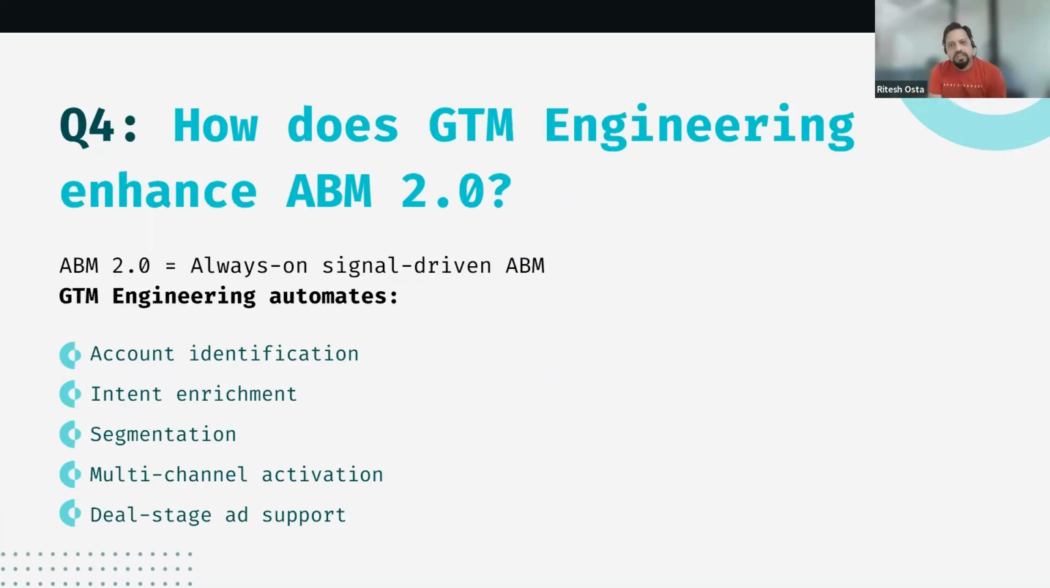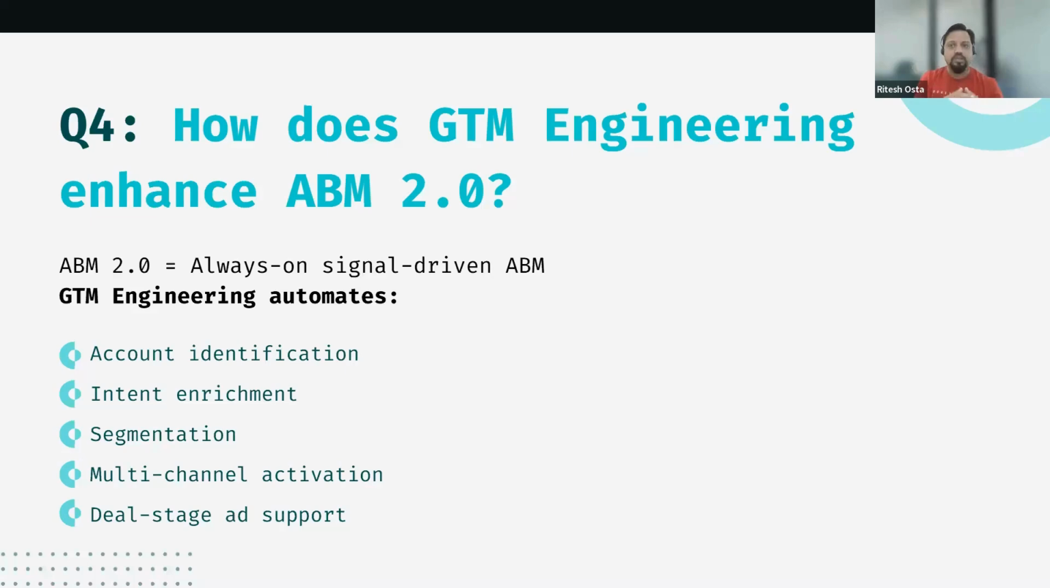So how does GTM engineering enhance ABM 2.0? We have talked about ABM 1.0 and ABM 2.0. We have come up with a term called ABM 2.0. That means it is signal driven rather than campaign driven. ABM 1.0 was campaign driven. ABM 2.0 is signal driven. Earlier, the approach was: make a list of 100 accounts, download it, start reaching out to them. Now it is: put up the signal points, the workflow triggers, and see who is giving what signal.